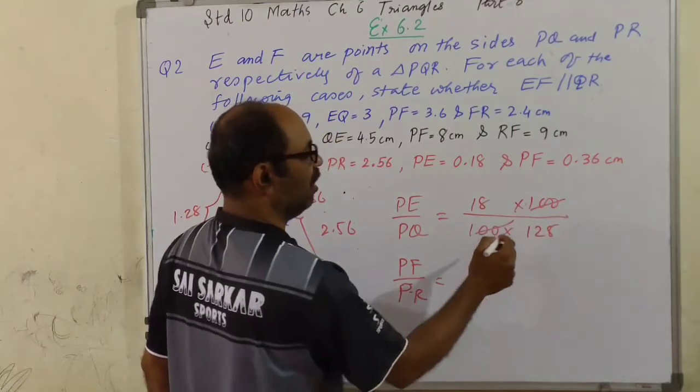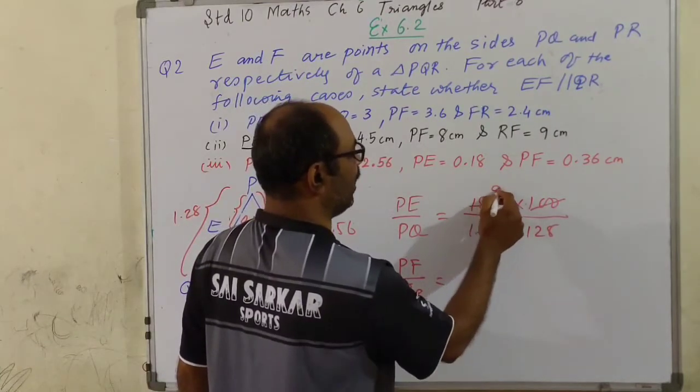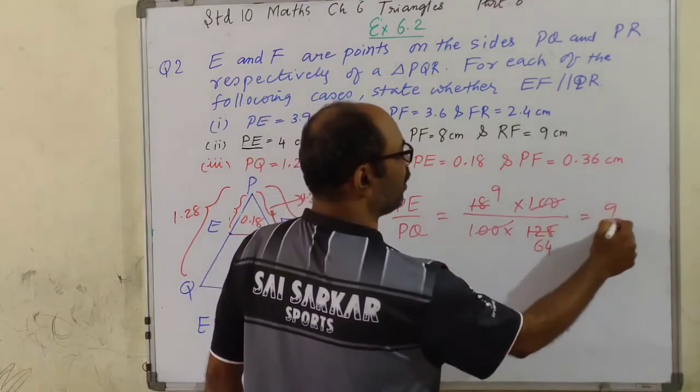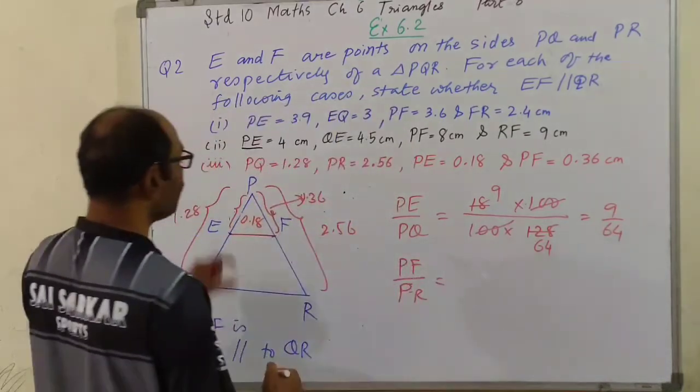100 cancels. It is not divisible by 4... 2 9s are 18, 2 6s are 12, 2 4s are 8. Now it's not divisible further. So the ratio is 9 upon 64.